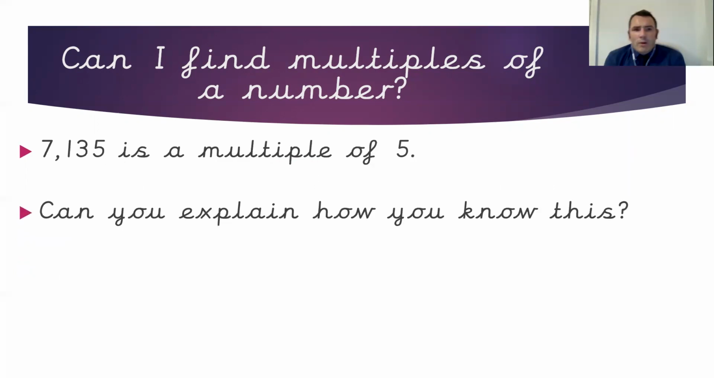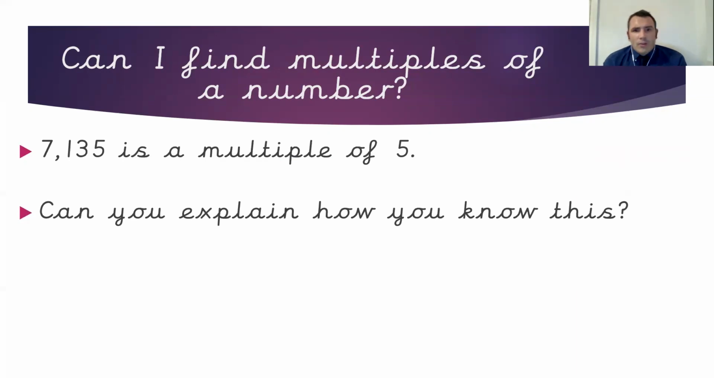Going back to what we already know, 7,135 is a multiple of 5. Can you explain how you know this? So think back to what we've already done in the lesson this morning. Pause the video, have a think. Can you explain it?